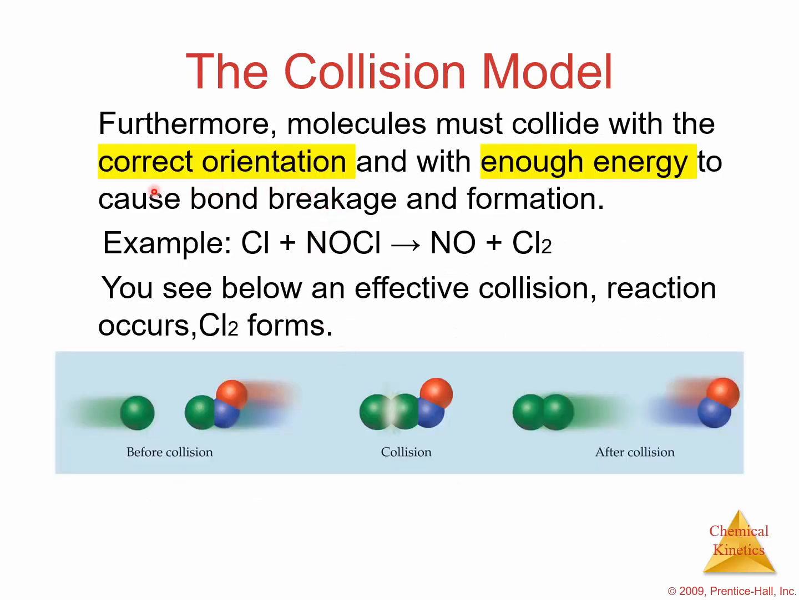Furthermore, molecules must collide with the correct orientation, as you can see here, and with enough energy to cause bond breakage and bond formation. For example, the reaction between Cl plus NOCl to form NO plus Cl2. So Cl must come from the side of Cl in this molecule. This is called correct orientation, and with enough energy, collision occurs. And then after collision, we have Cl2 plus NO.